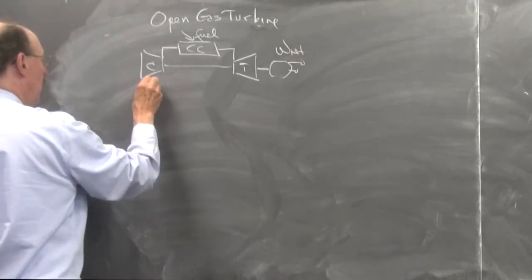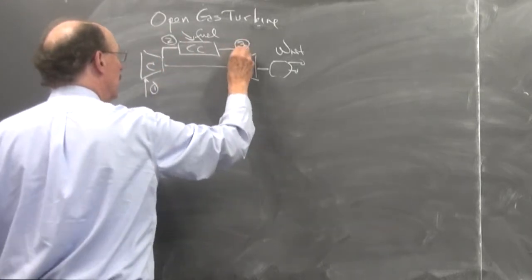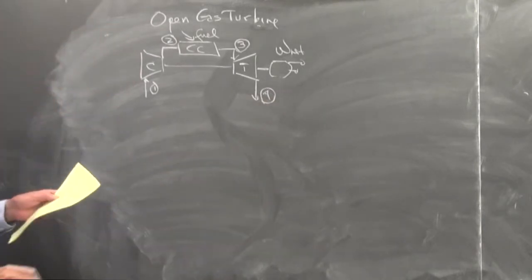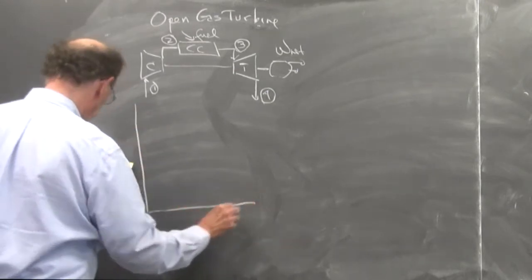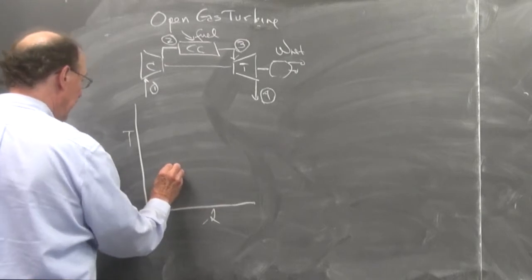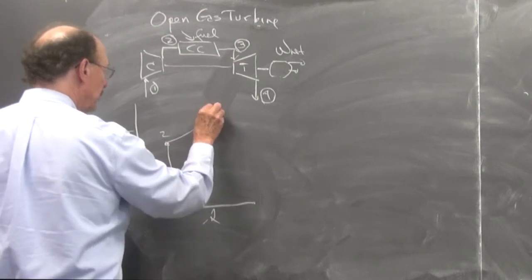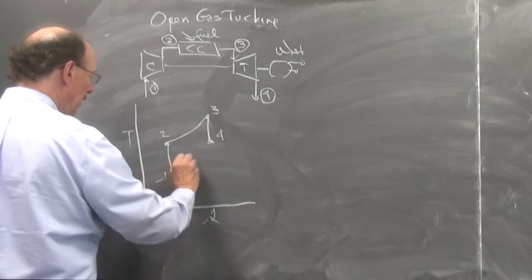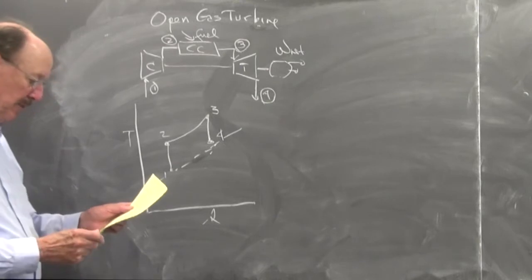And we have 1, 2, 3. So that's when we have the air goes through, it's compressed and all that sort of stuff. And then on the TS diagram, it goes 1, isentropic compression ideally, state 2, combustion from 2 to 3, which is the heat in, 3 to 4, the expansion through the turbine, and the pressures at 1 and 4 are the same.